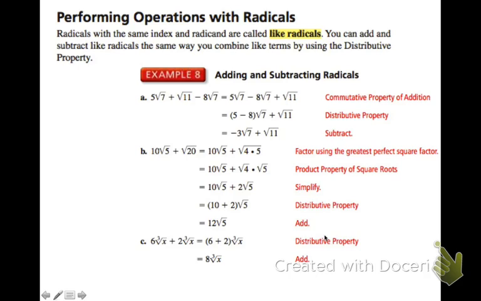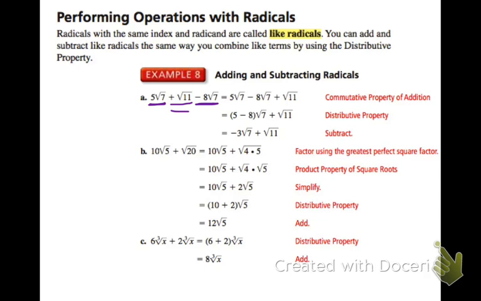So, looking at the example from your book, you have 5 square root of 7 plus the square root of 11 minus 8 square root of 7, and you can see the like terms right here: 5 square root of 7 and the negative 8 square root of 7, and then your square root of 11 is its own term. So you can combine the terms outside, the 5 minus the 8, and simplify that down to a negative 3.